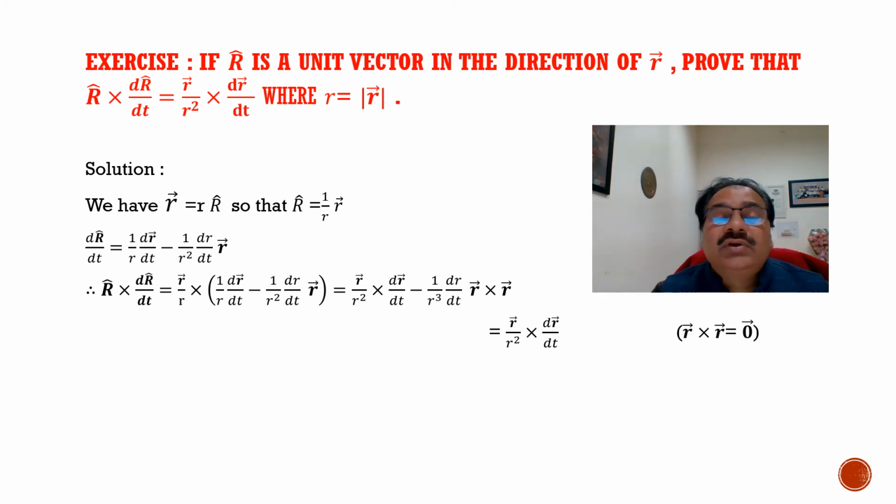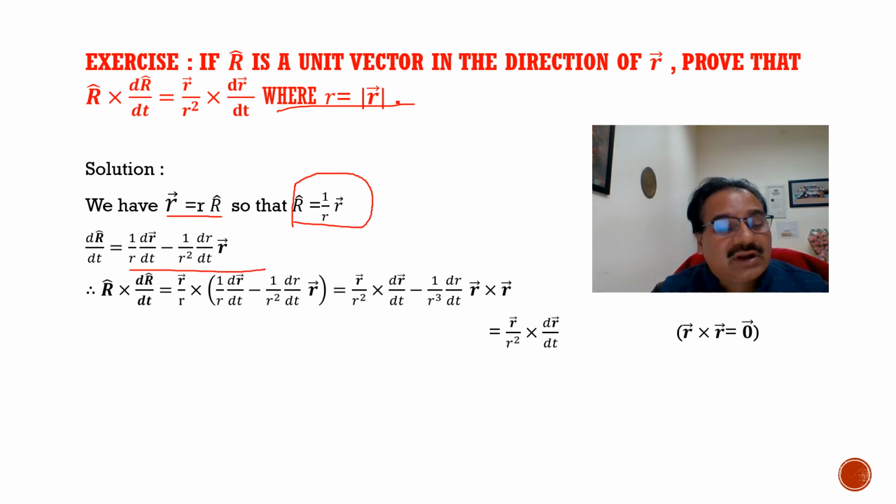If r cap is a unit vector in the direction of vector r, then prove that vector r cross dr by dt is equal to vector r, small r divided by r square, into dr by dt, where small r is the modulus of r. So how will you do it? You know this relation, then from here you can write this relation, and dr by dt you can write like this. Then taking the cross product, using the elementary cross product result, you will find this. We already discussed the triple product and cross product also. Then you will get vector r divided by r square cross dr by dt.